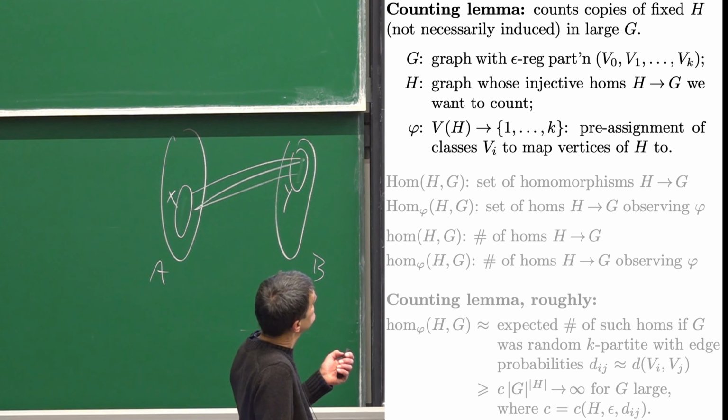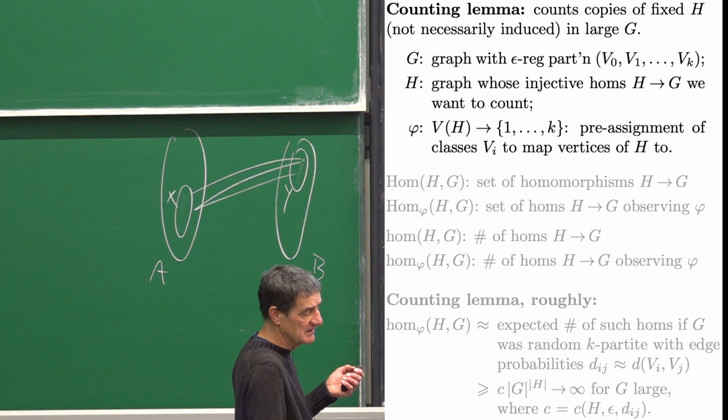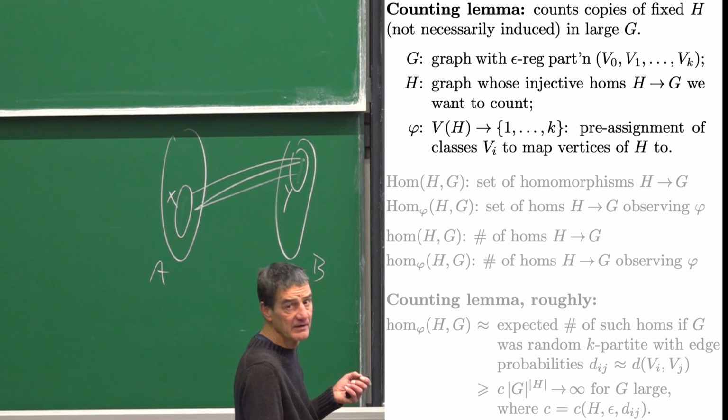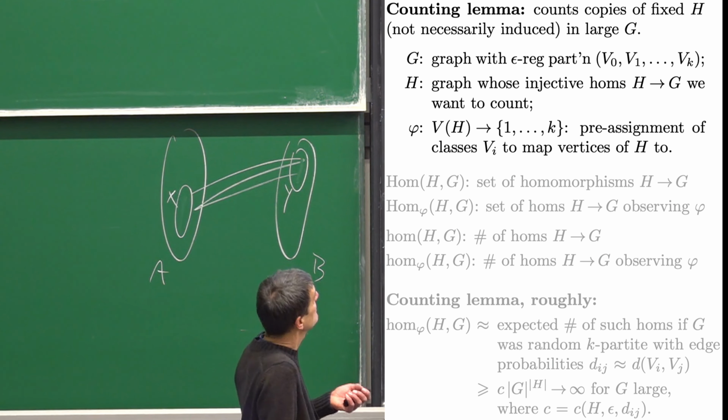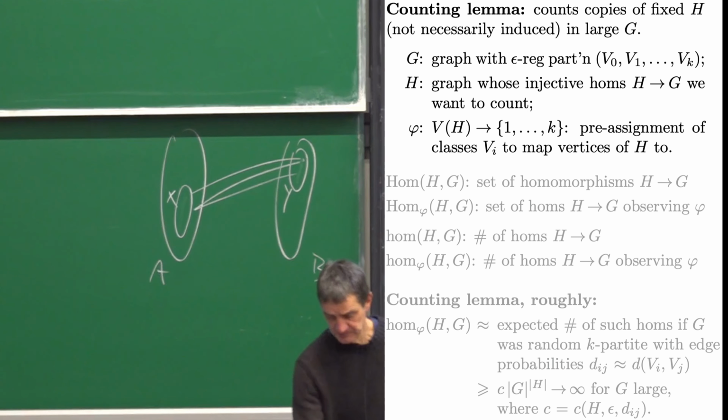And we'll be counting, that's what the counting lemma does, essentially copies of a given graph H in G. Right, so we're asking, as we did in the blow-up lemma, which graphs H can be embedded in G, and under what assumptions can H be embedded in G, and so on. That's what we'll be asking. And technically, we'll be speaking about homomorphisms from H to G.